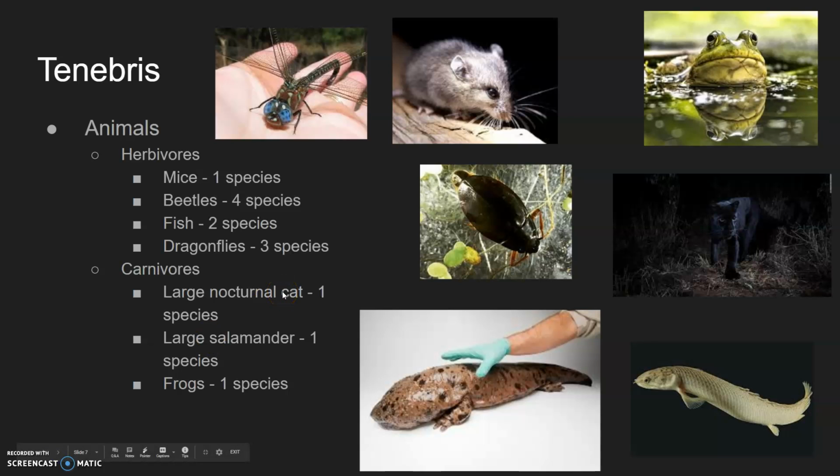The animals on Tenebris. Let's look at the herbivores first. There's 1 species of mice. There are 4 species of beetles. Each of these species has a very hard shell. There are 2 species of fish and 3 species of dragonflies, which you see up here. Carnivores. Here you see a large nocturnal cat. Down here is the large salamander, and up here we see the frog.